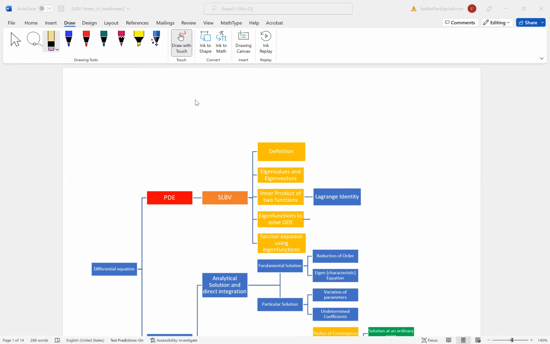Hi, today we'll be covering a new type of problems that usually arise after using separation of variable methods on differential equations, and they have certain forms. Today we cover the type of problems where we usually start with the PDEs and end up with a form known as the SLBV form. That's what we're covering today, the SLBV problems.